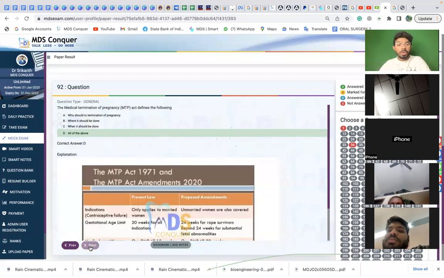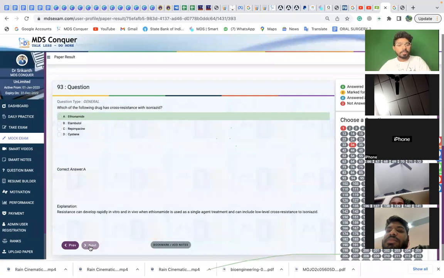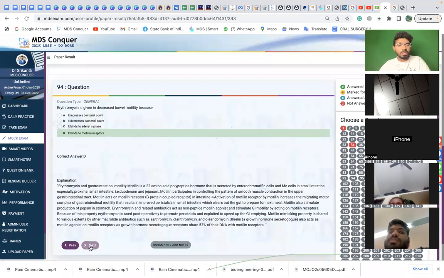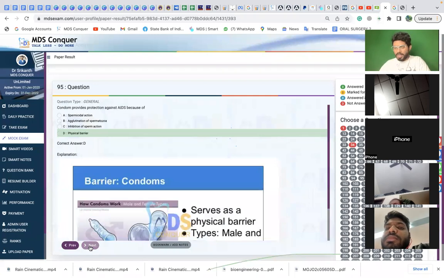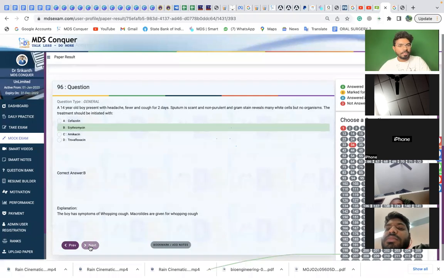I told you about medical termination of pregnancy. The same question was posted on the group. Easy. I told you to check out all the common points, adverse effects of anti-tubercular drugs. So you have to do this question at any cost. This question was posted on the group. Okay, this is very simple. I hope you can handle it.